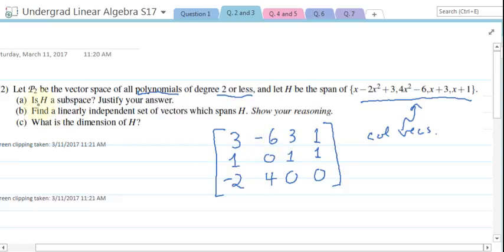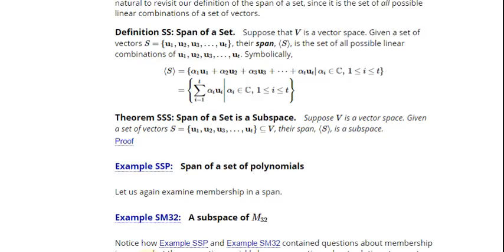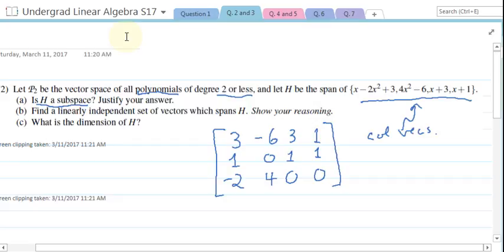Now, first question, is H a subspace? Justify your answer. In fact, any span is a subspace. Any span is a subspace. That's a basic fact of vector spaces, and that comes from right here. Theorem SSS, span of a set is a subspace. This is from section S from the book. All right, so that's straightforward.